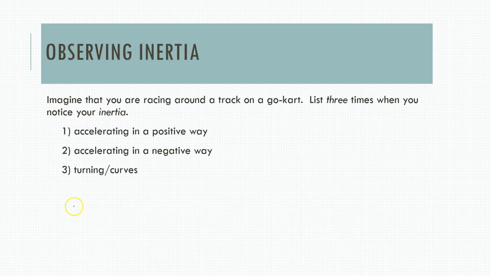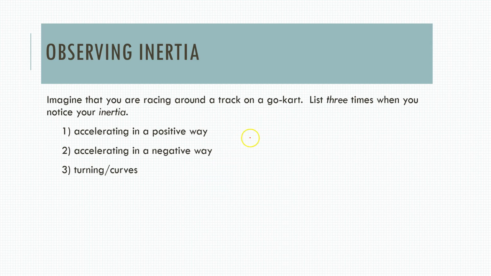All right. Thinking about inertia, here are some times that you observe inertia. So we're going to do a little mental imagining. Imagine that you're racing around a track on a go-kart, or maybe you're driving a car in a circle, or you're in a rolly chair and someone's pushing you in a circle. There are three basic times that you notice your inertia. It's when you speed up in a positive way.